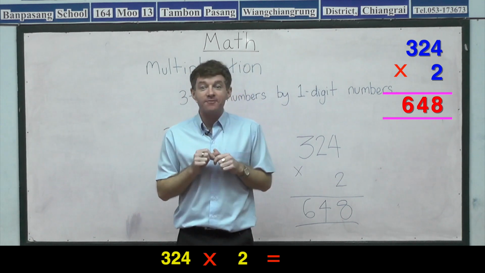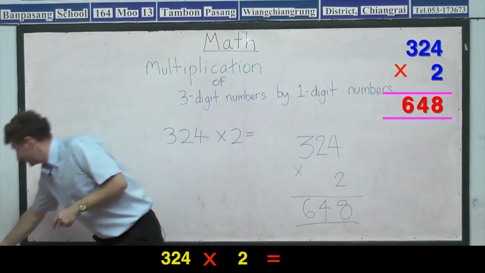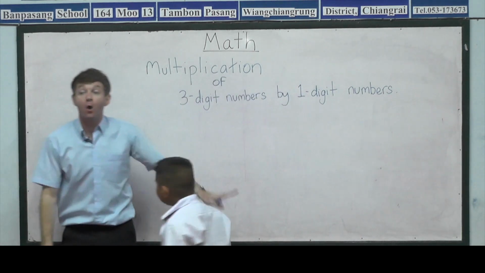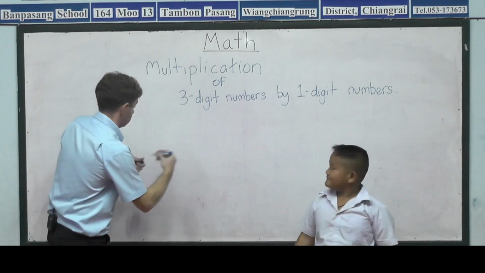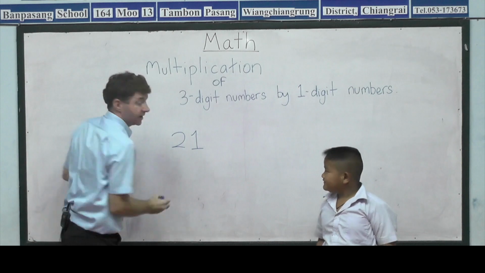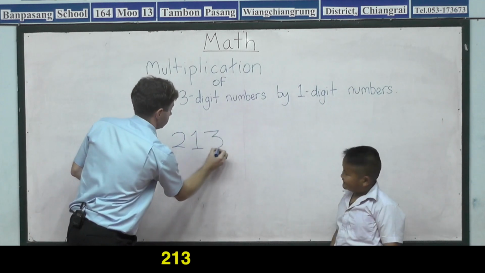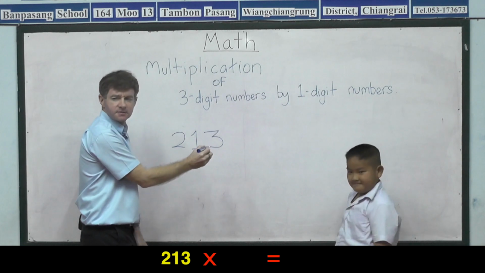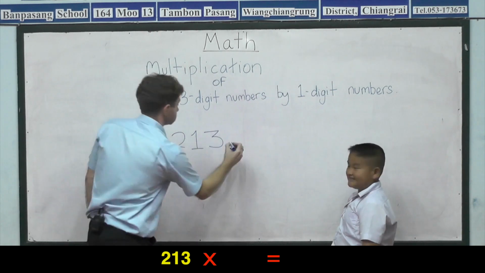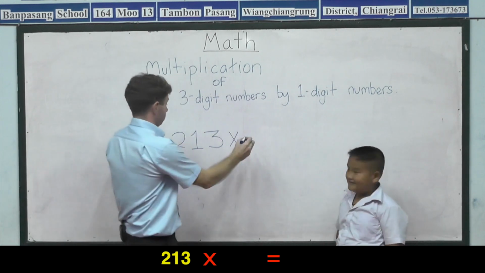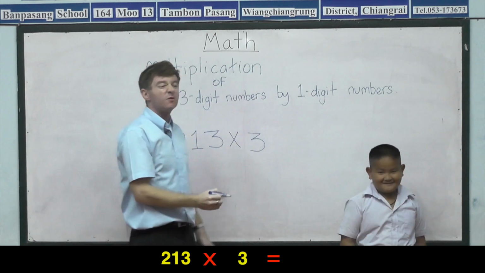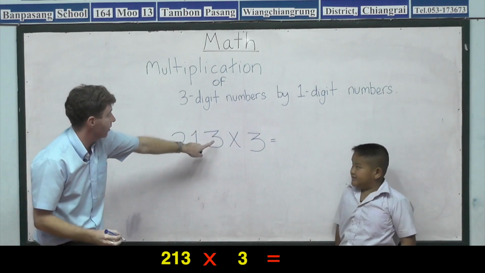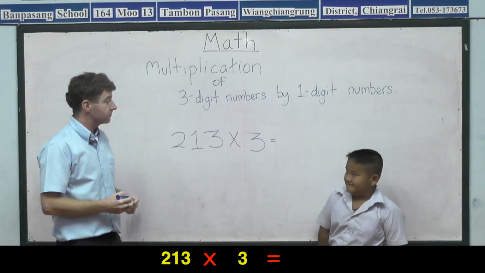Let's do one more. Can I have one more volunteer? Net, come and join me. So who can give me some more low numbers? 2, 1. Okay, we'll have 2, 1, and then 3. 2, 1, 3 is 213. What sign do we need next? Times. 3. We'll do times 3 equals. So what's our problem, guys? 213 times 3.